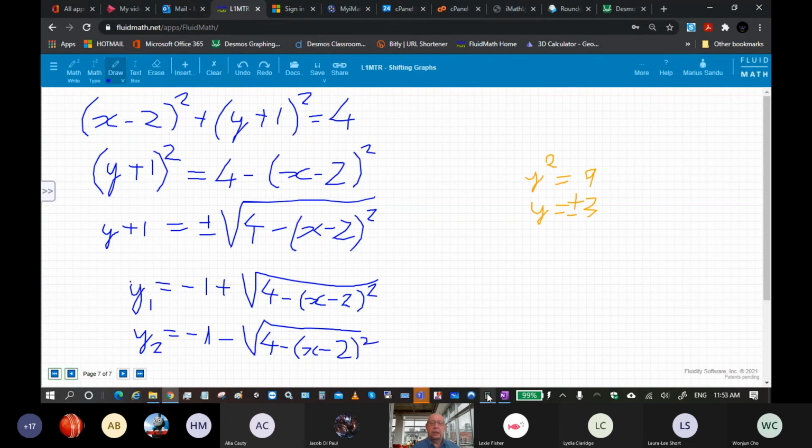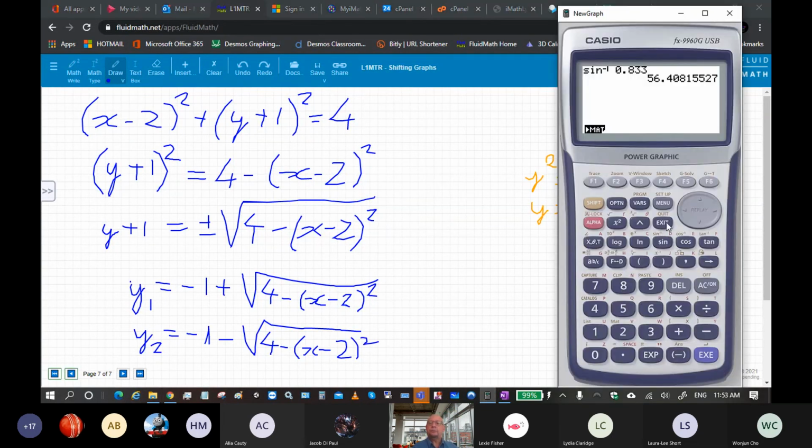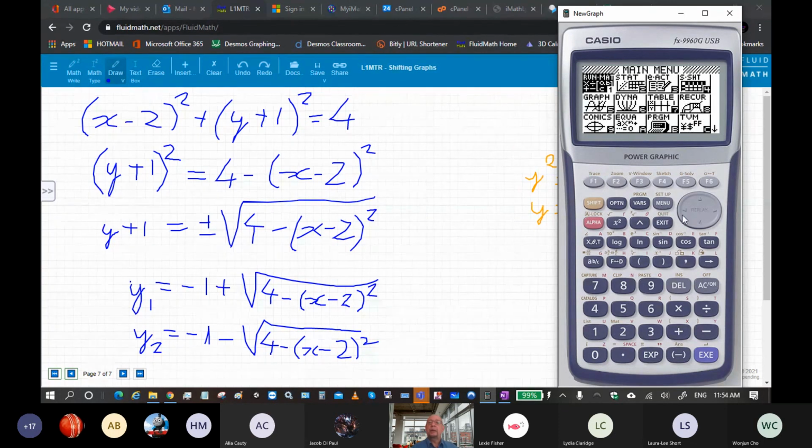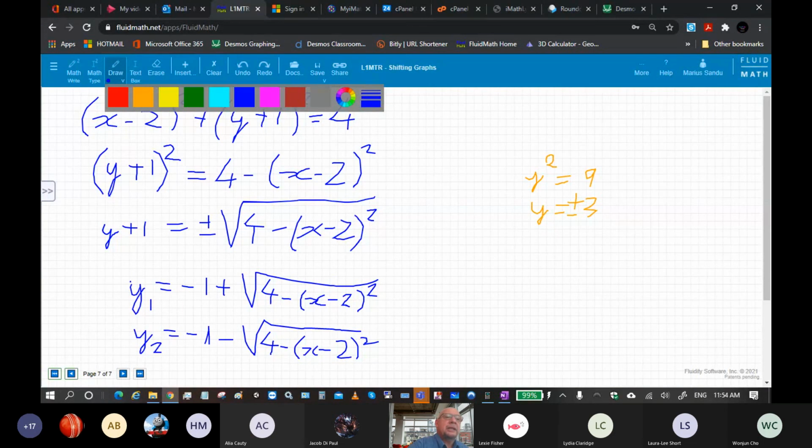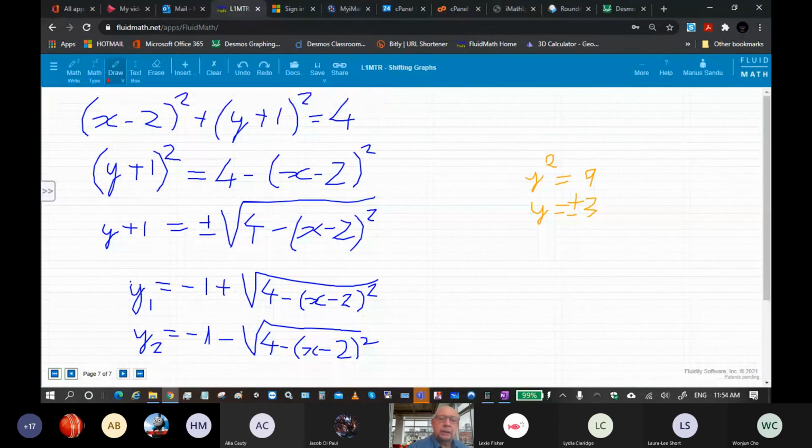And now I'll get my calculator out. And I'll go to my graphing. Do I have them in the form of y? So this is the top part of the circle. This is going to be the top part of the circle. And this is the bottom part. Let's emphasize that. This is the top part of the circle. And this is the bottom part of the circle.